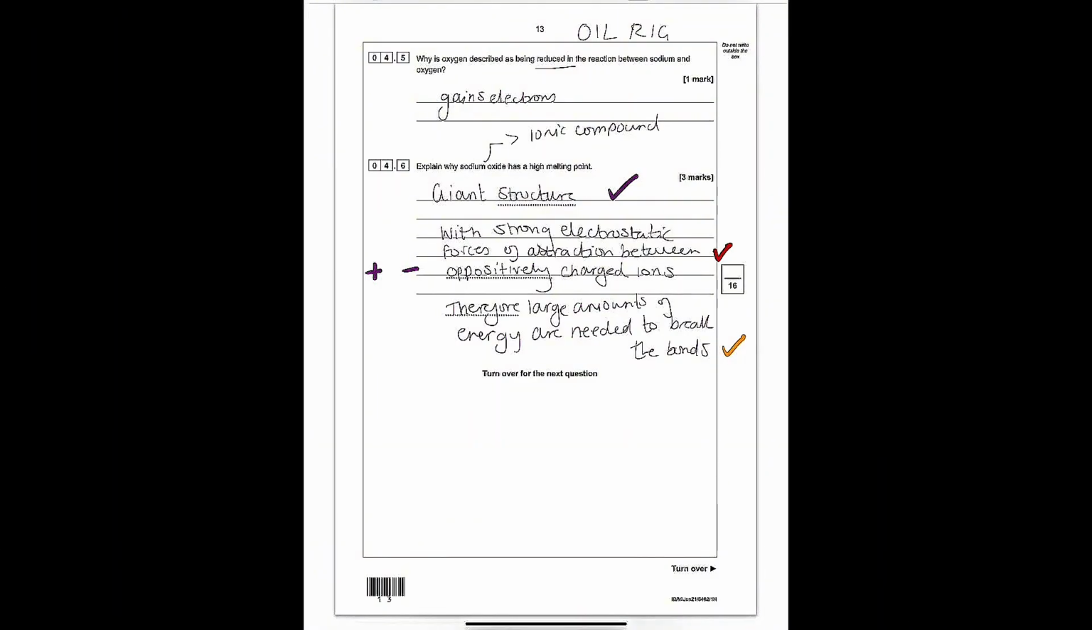They may ask you, why does potassium oxide have a high melting point? You'd write the same answer like this, because potassium oxide is also an ionic compound. Now remember, an ionic compound is when a metal and a non-metal react together. Okay, so I hope this has really helped you, and I am going to move on to the next video.